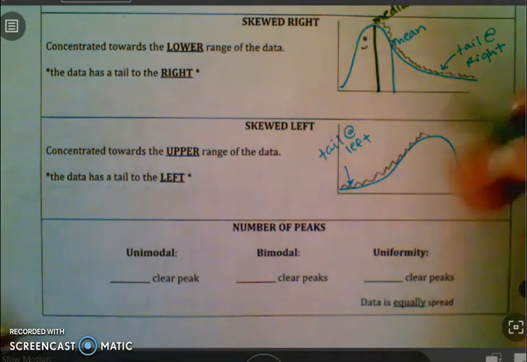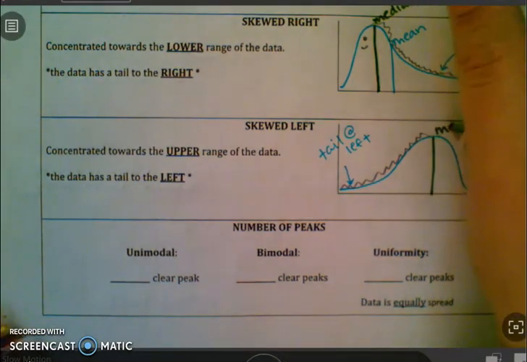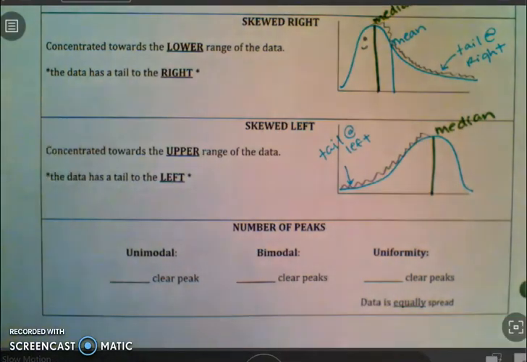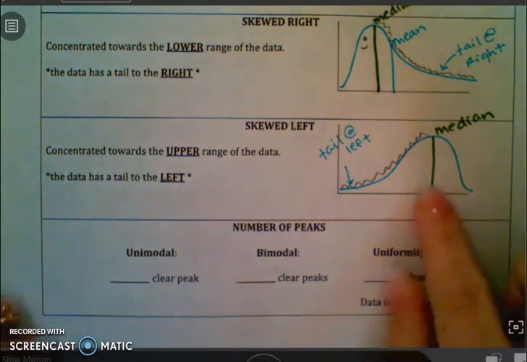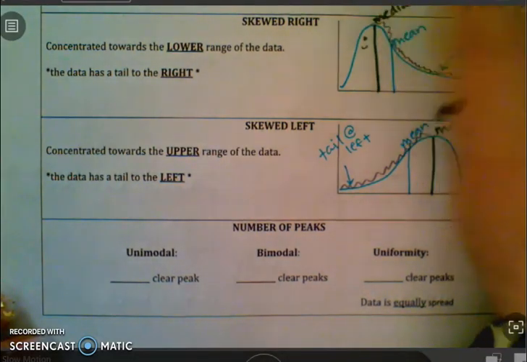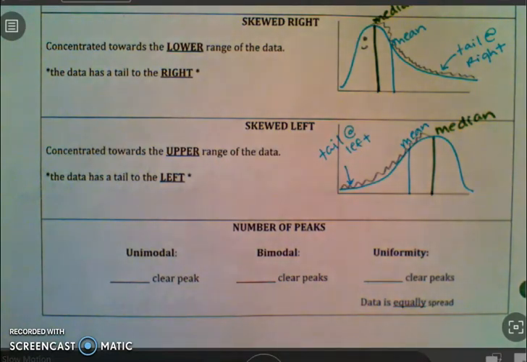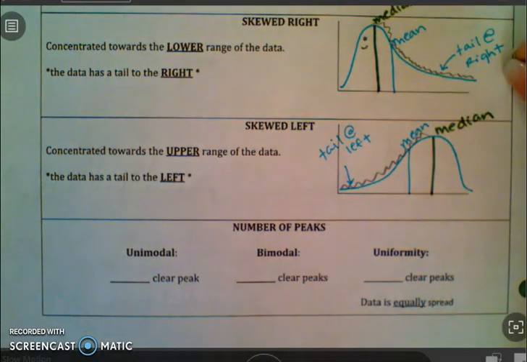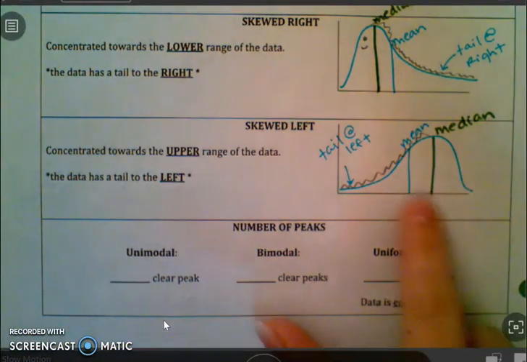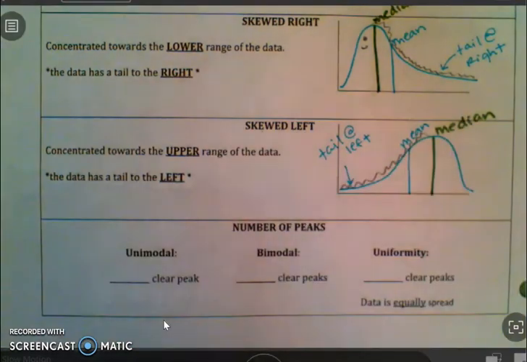Okay, so remember, the median stays in the middle. But now we have the numbers being pulled to the left because that's where your tail is. So your mean is going to be to the left of your median. So remember, your mean is your average of numbers. So if you have more big numbers, it's going to be pulled to the big. And if you have smaller numbers, your mean is going to be pulled to the left side, which means it's a smaller number than the median.